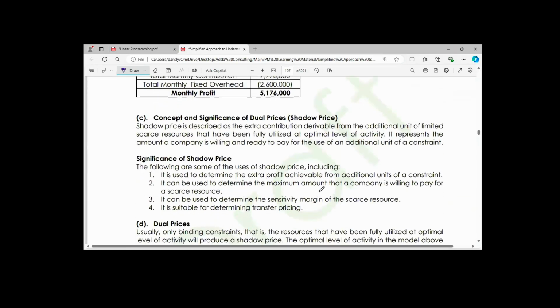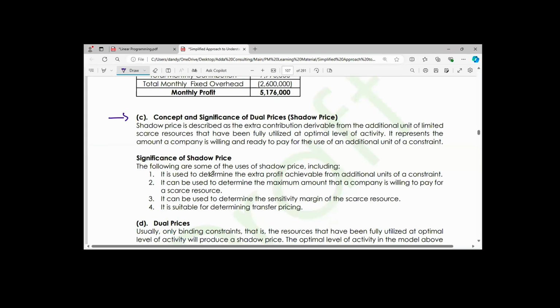So this is what I was trying to explain to you in the C parts. The examiner is asking you to explain the concept and significance of dual prices. Dual prices is the same thing as shadow price, so all you need to do is define what shadow price is all about. We said shadow price is described as the extra contribution derivable from the additional units of limited scarce resources that have been fully utilized at the optimal level of activity. It represents the amount a company is willing and ready to pay for the use of an additional unit of a constraint.